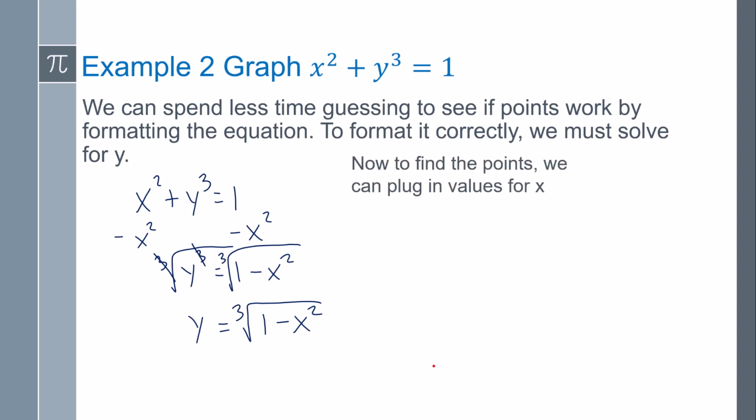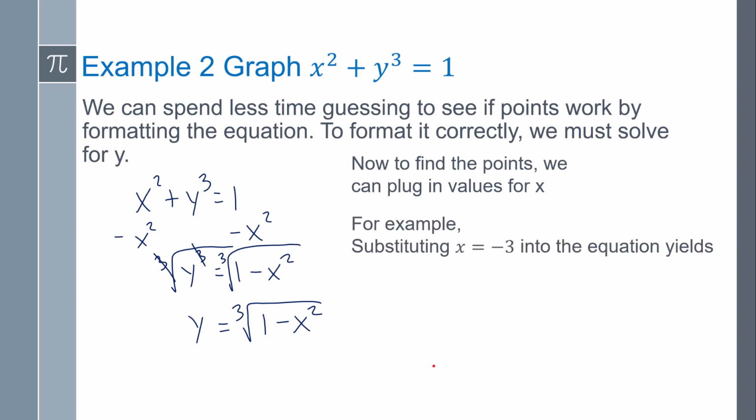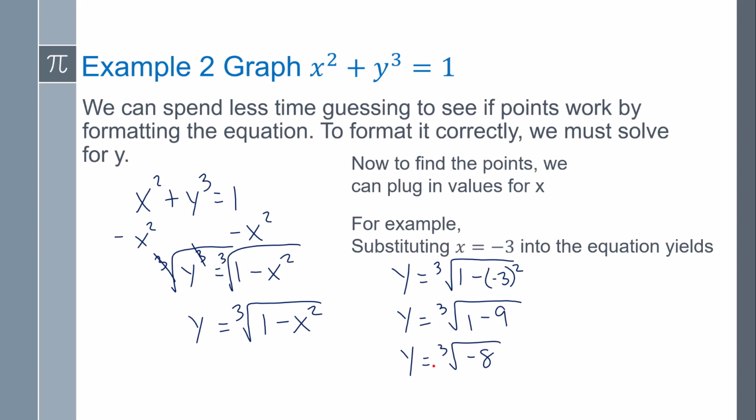Because it's by itself, I can now select values for x. I get to choose the values for x, and I just plug those values in. So for example, if I wanted to find my y value, I could plug negative 3 in for x. 1 minus negative 3 squared: negative 3 squared is 9, and 1 minus 9 is negative 8. The cube root of negative 8 is negative 2. So if my x was negative 3 and my y was negative 2, I can create the point negative 3, negative 2.